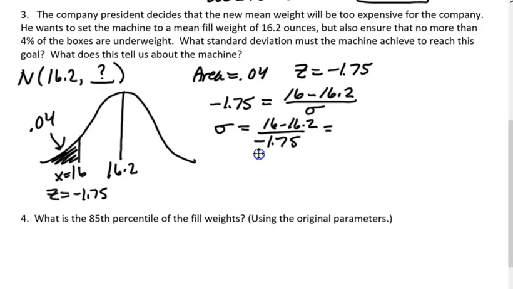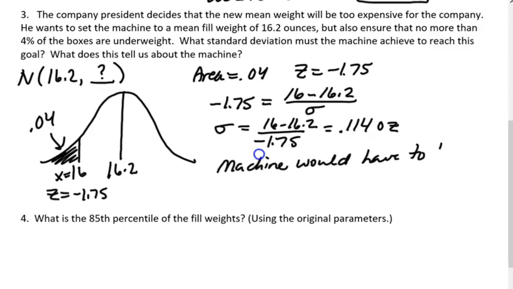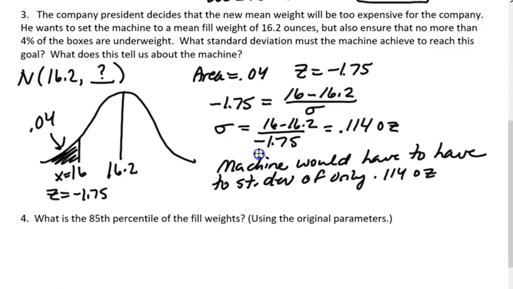This gives us a standard deviation of 0.114 ounces. So the machine would have to have a standard deviation of only 0.114 ounces. It says, what does this tell us about the machine?